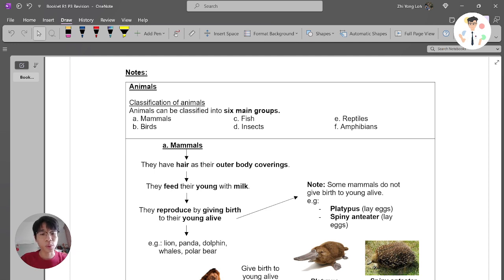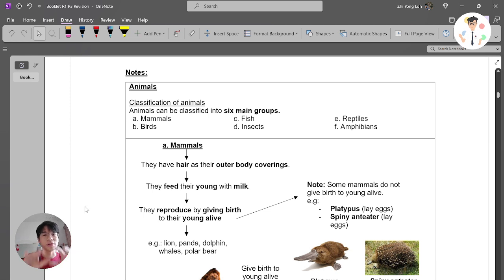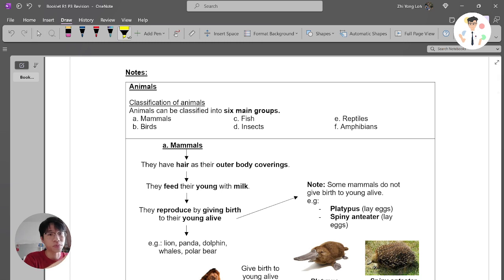Okay, now we know that classification of animals are basically, in simple terms, divided into 6 main groups. As you can see, 6 main groups. So we have mammals, birds, fish, insects, reptiles, and amphibians. Now we'll discuss each of these one by one, and I need you to pay your full attention.